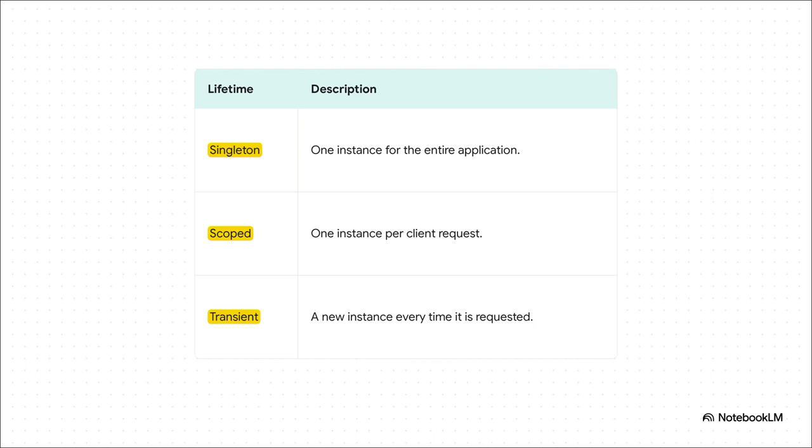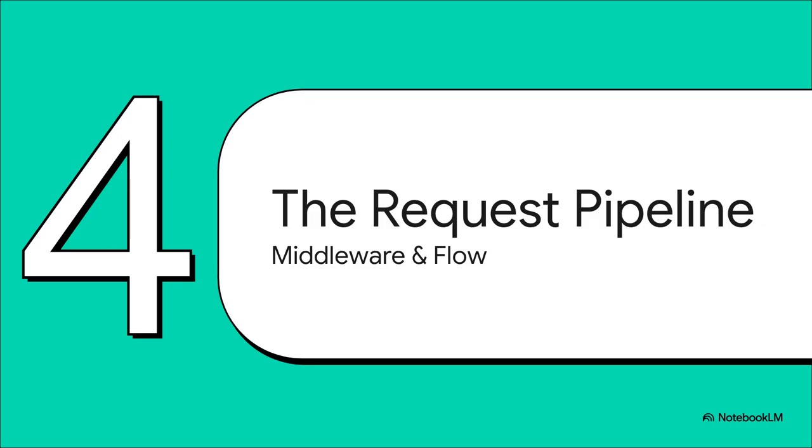Now, the follow-up question that separates the pros from the novices is about lifetimes. This is how they test your depth. It's simple, really. A singleton is one instance for the entire app forever, one and done. Scoped means one instance per web request. So every time a user hits your site, they get a fresh set of services for that request. And transient? That's a new instance every single time anything asks for it. Fresh, fresh, fresh.